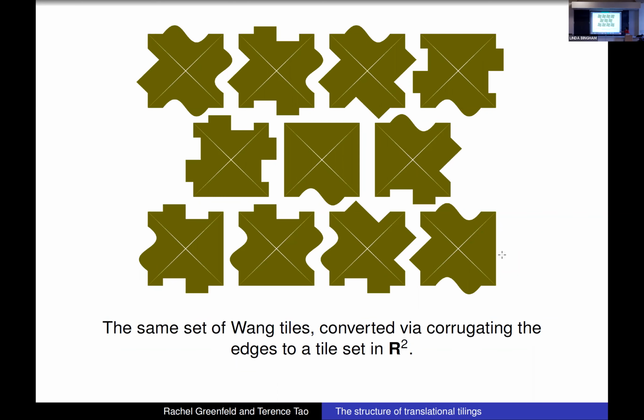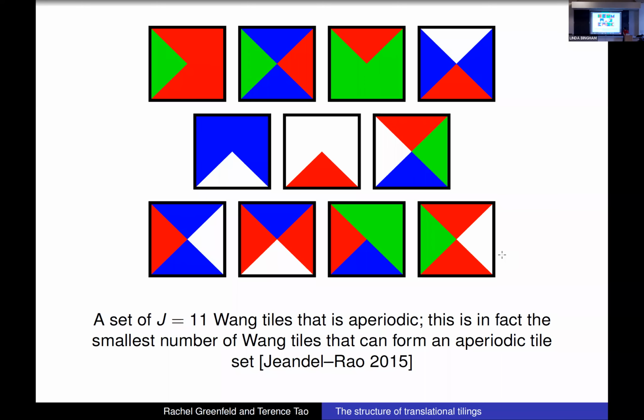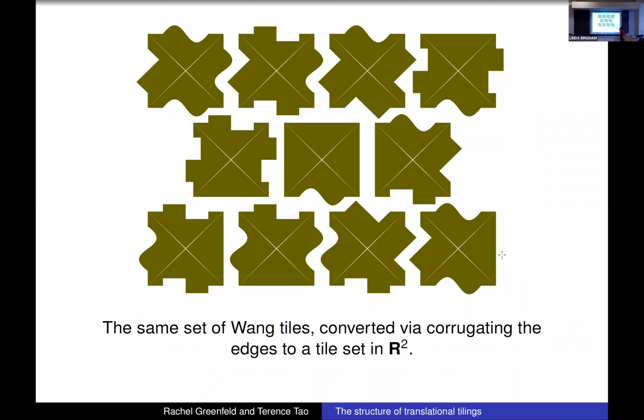So I think white, for example, the straight edge, corresponds to white. Red corresponds to a wavy edge, I think. Okay, so the wavy edge corresponds to the red edge, and the other colors have been replaced with different jigsaw pieces. And the tiling properties of this set of translational tiles are exactly the same as the tiling properties of the Wang tiles. So because the Wang tiles have no periodic tilings, this one has no periodic tilings as well. And you can also discretize this and make this an example in Z2 instead of R2 if you wish.